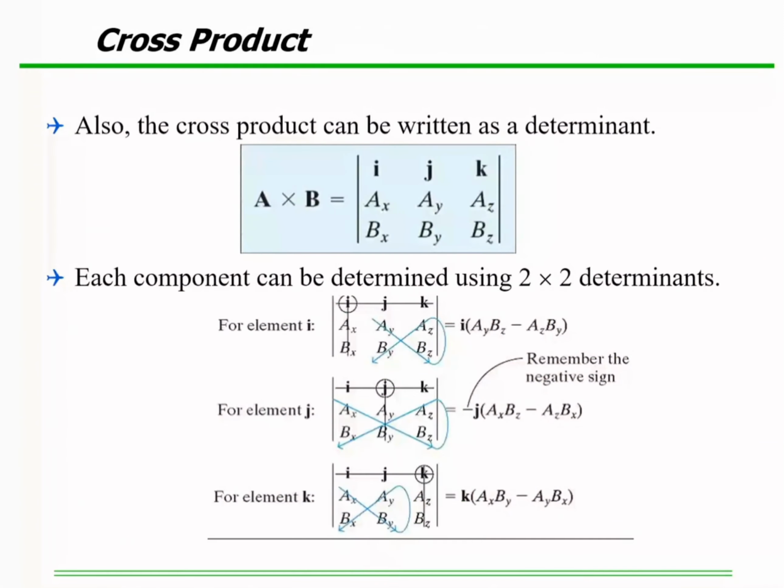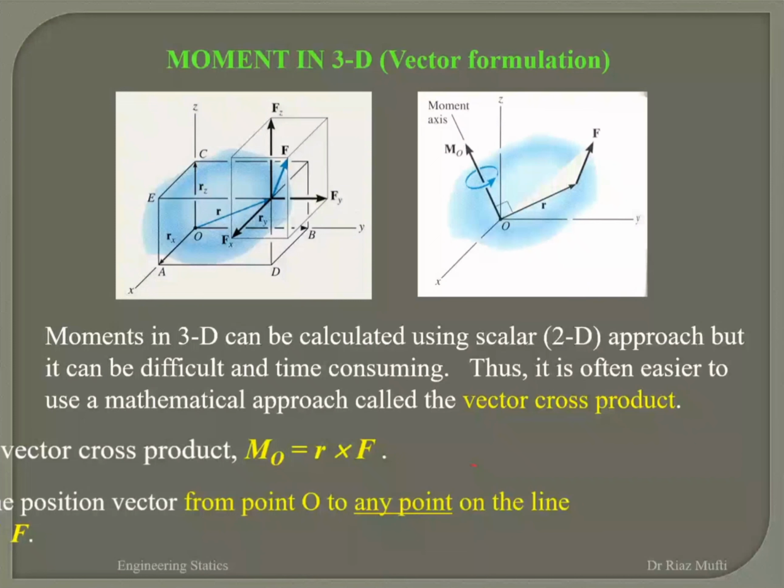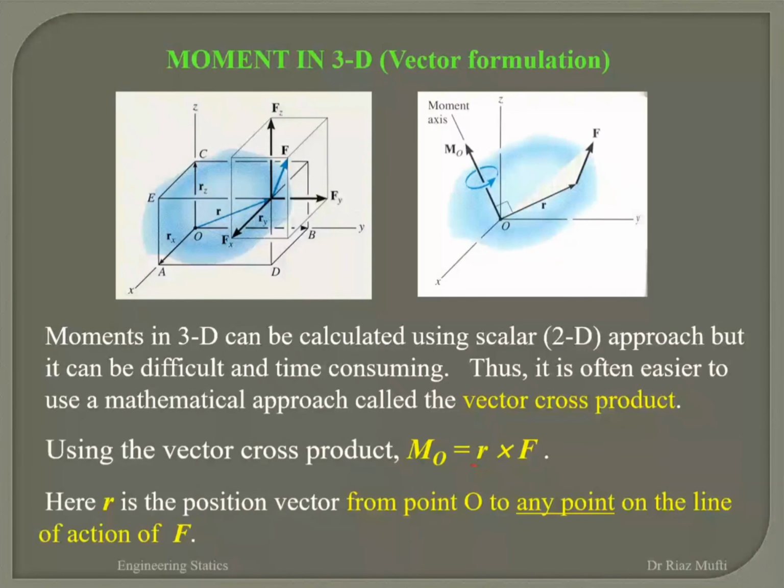So let me go back to the explanation given here. Yes. So remember here, R is the position vector from point O, where you want to measure moment, to any point on the line of action of your force vector. Is that clear to everyone? Yes, sir. Okay.